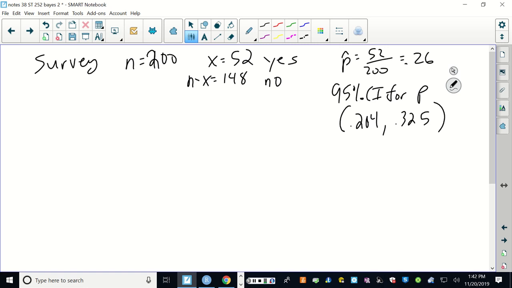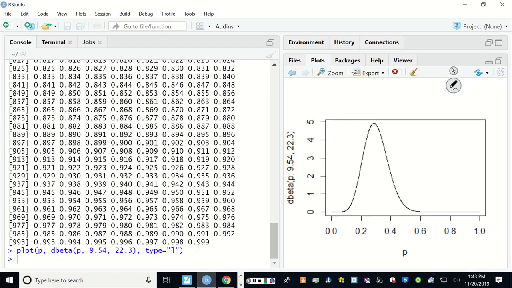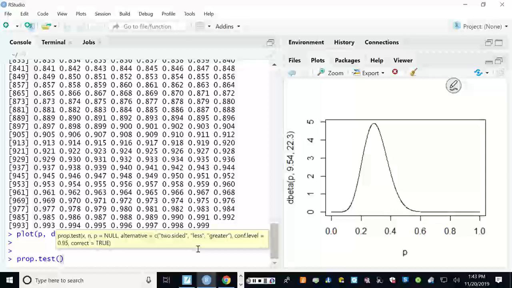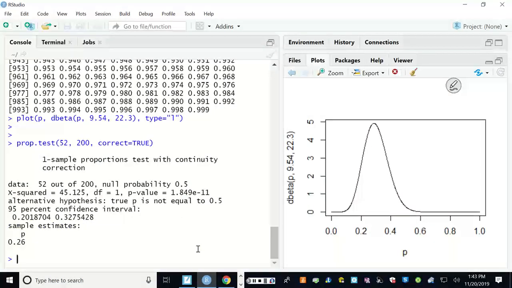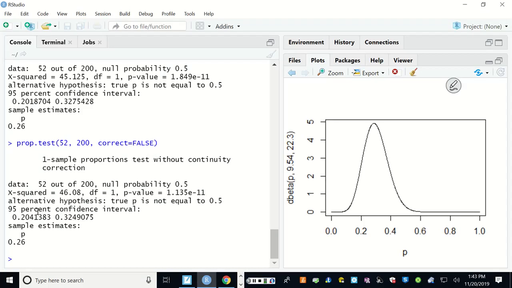Around there. The Bayesian is going to update from the prior distribution to the posterior distribution, and then summarize that. Where did this number come from? In R, if you did the prop test and said x, we had 52 out of 200, and I'm not going to use the continuity correction, you said correct is true, correct is false. So is that what I wrote down, 0.204 up to 0.325? That's where I got this confidence interval, just from that.